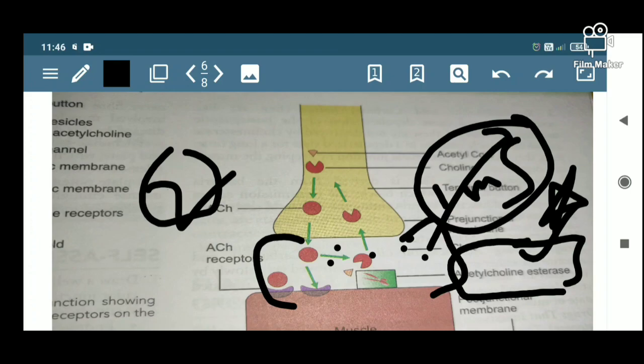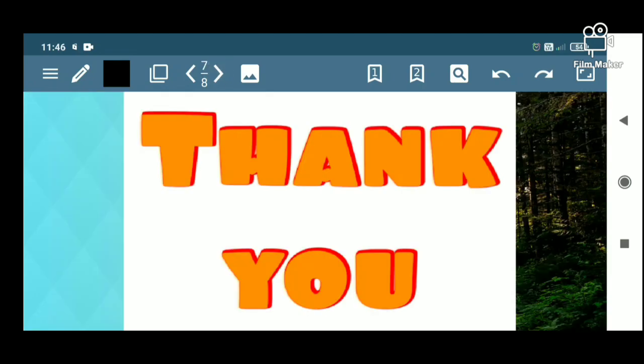So these are the events that occur in neuromuscular transmission. You can also learn the drugs affecting and the disorders of the neuromuscular junction. The main disorder is myasthenia gravis, so you should learn about it and some drugs also. So this is my lecture about neuromuscular transmission. If you write all the points that I said, you can score very high marks and do well in your exams.